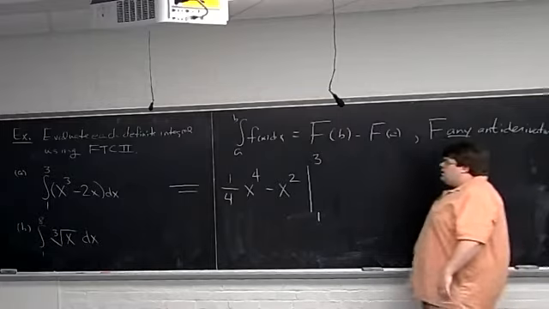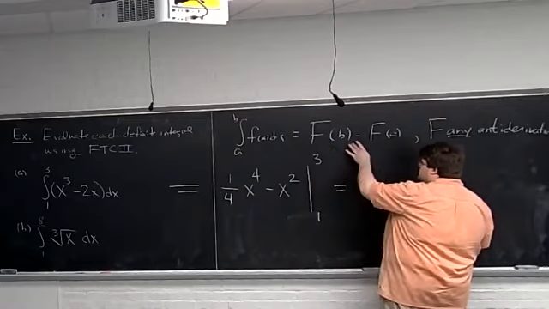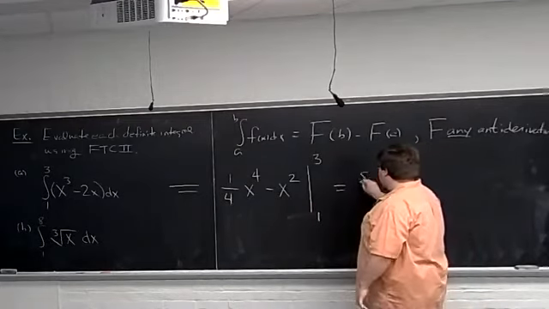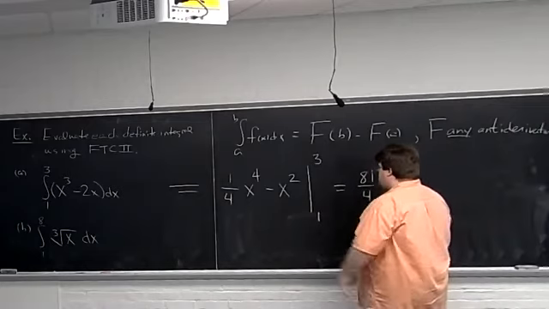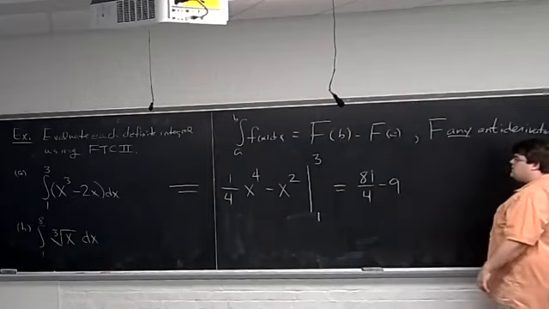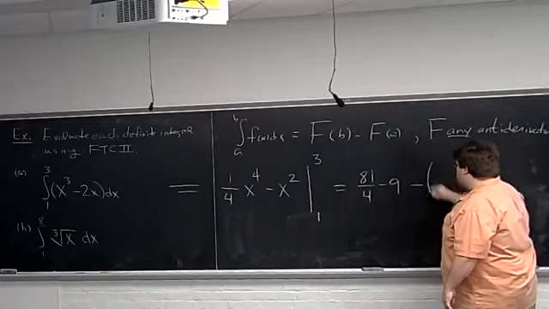What do we get? Well, we need this antiderivative evaluated at 3. 3 to the fourth is 81. 3 squared is 9. So that's what we get when we evaluate at 3. Subtract what we get when we evaluate at 1.